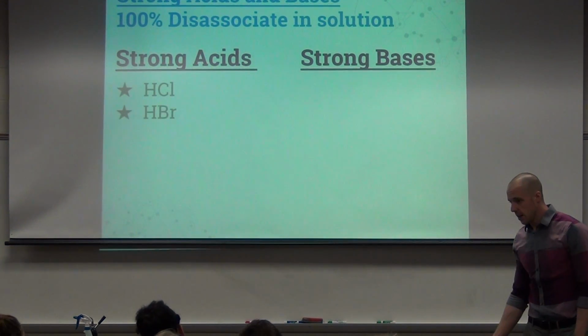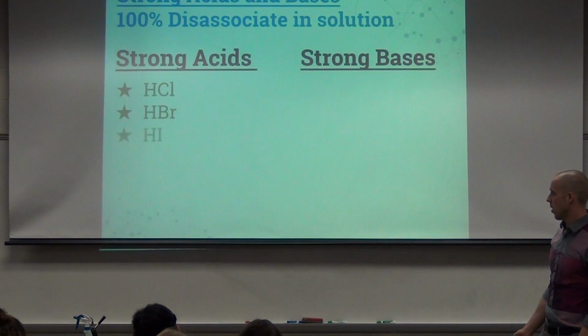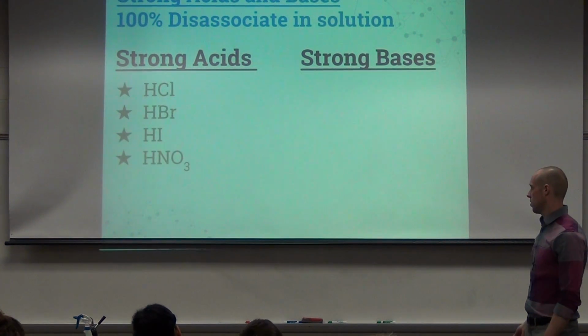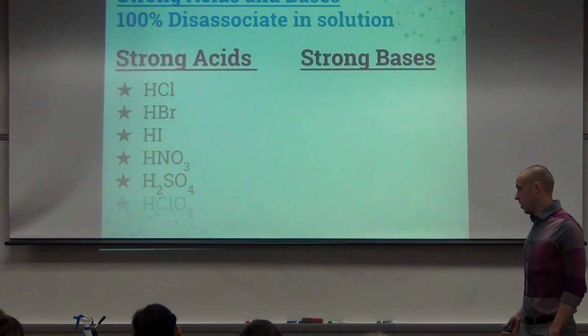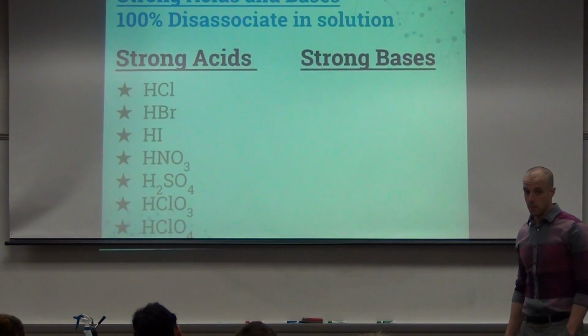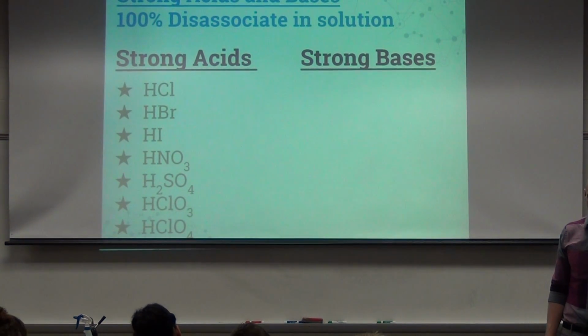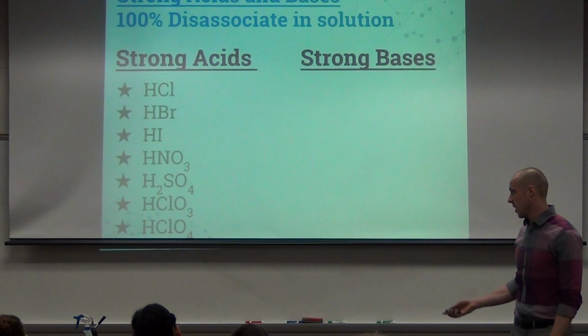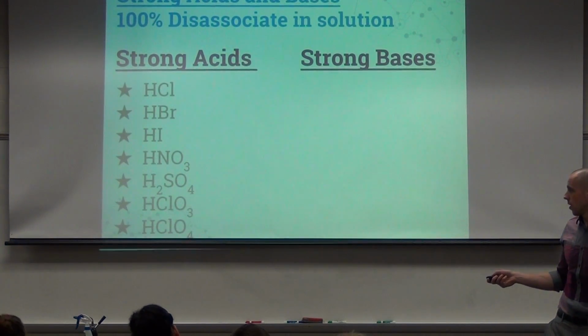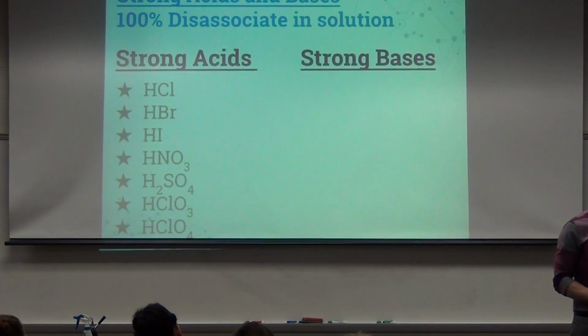Other ones are hydrobromic, hydroiodic, nitric, sulfuric, chloric, and perchloric. All those are going to be strong. That's ClO4 down here on the bottom. But you do need to know those.